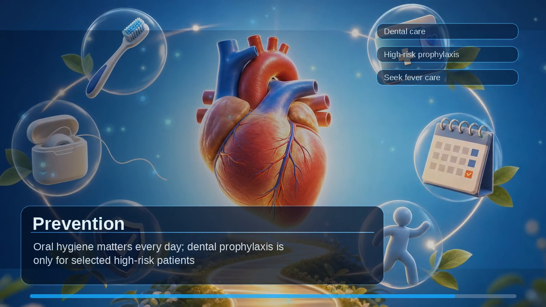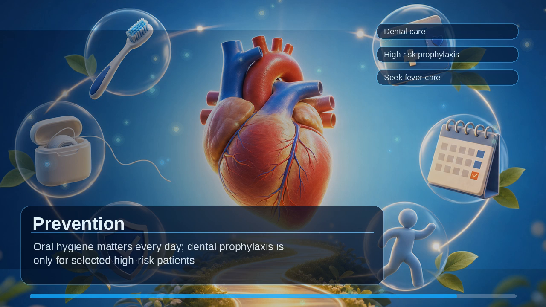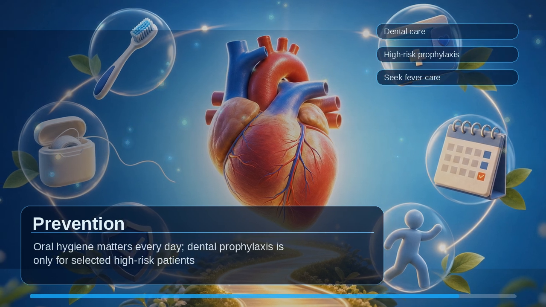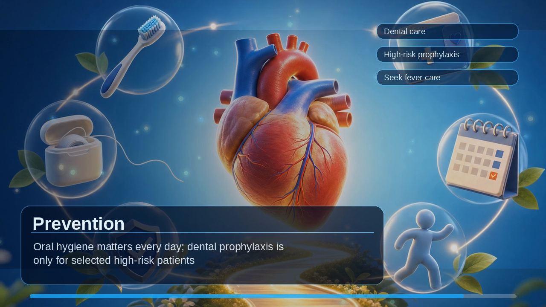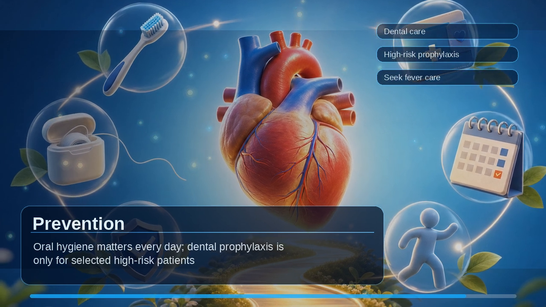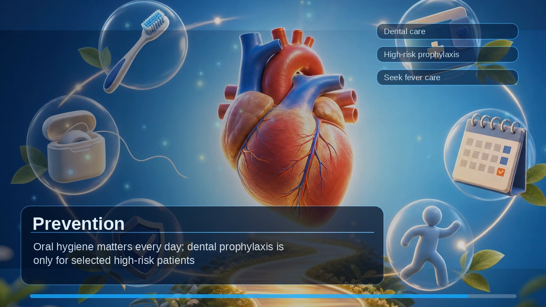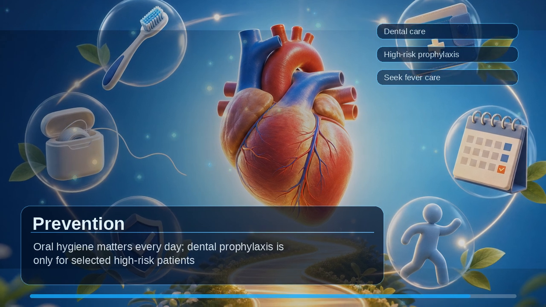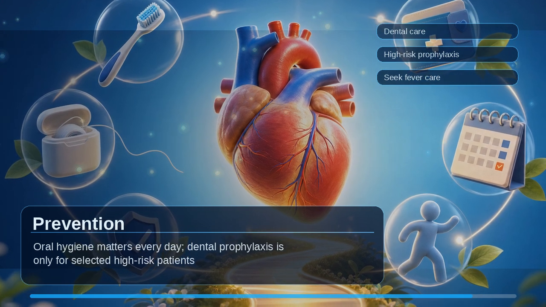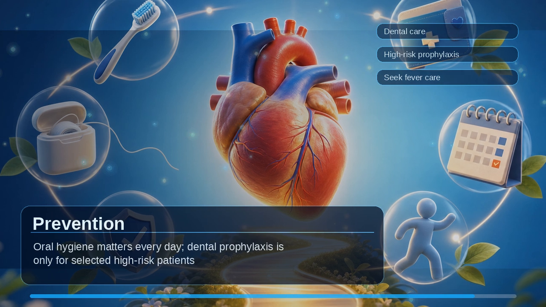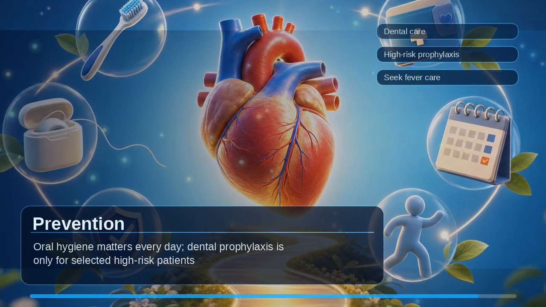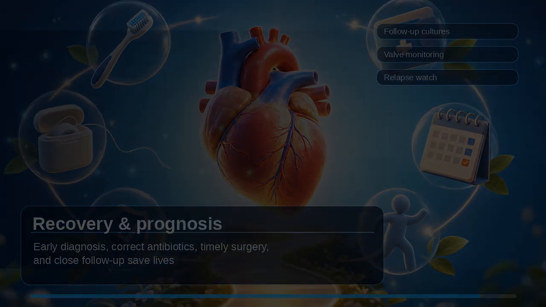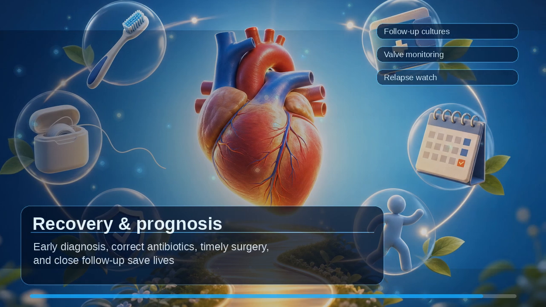Outcomes improve when blood cultures are taken early, the right antibiotics are started, infected hardware is removed when needed, surgery is performed at the right time, and follow-up is close. After treatment, doctors may repeat blood cultures, monitor the valve, teach prevention steps, and support recovery. If injection drug use contributed, addiction treatment is part of heart care.